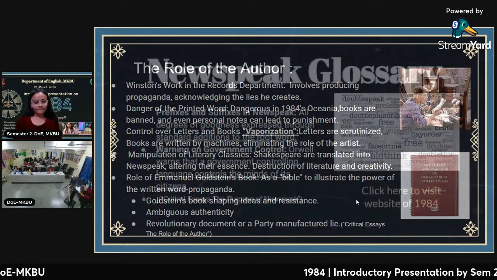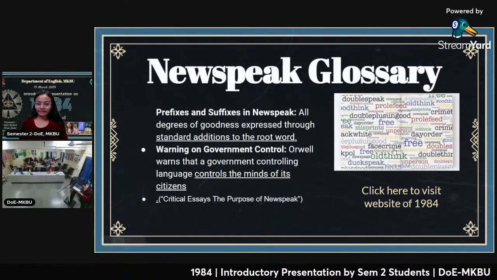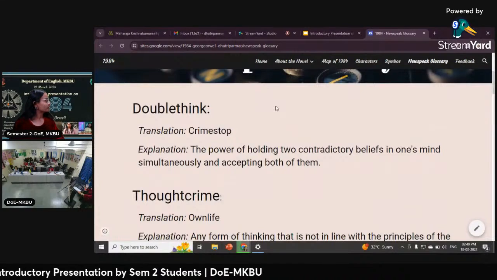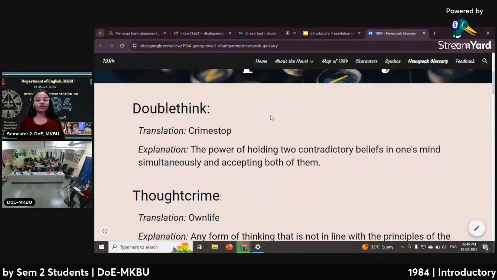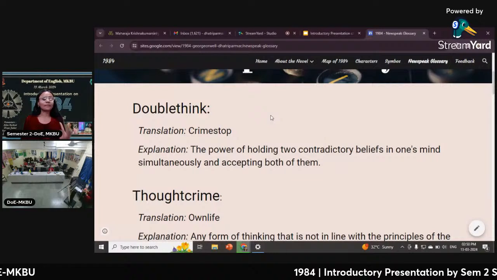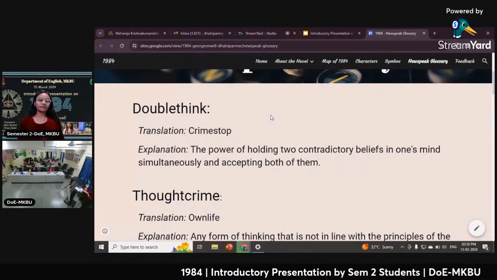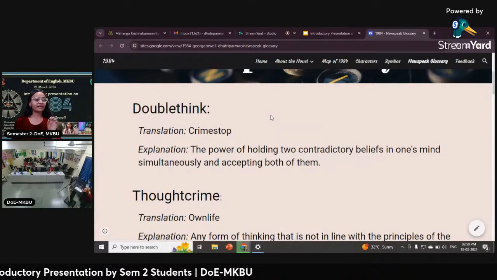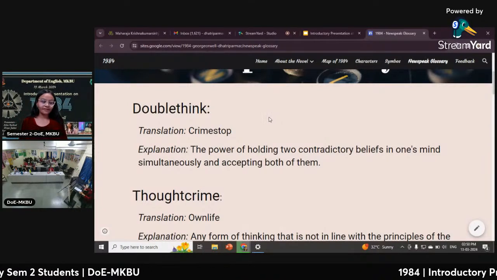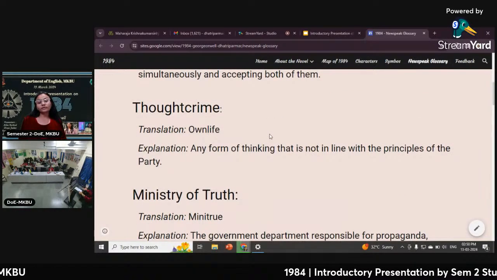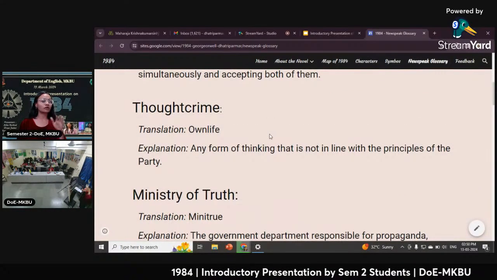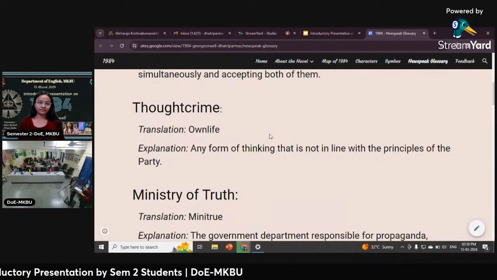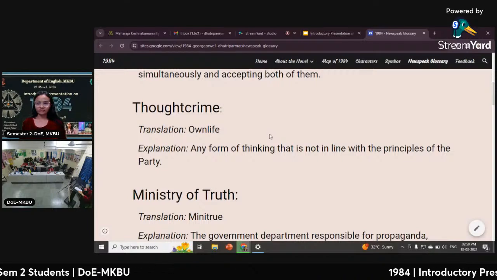Also, if you look at the vocabulary of newspeak, there is doublethink, the power of holding two contradictory beliefs in one's mind simultaneously, accepting both of them. Winston goes through that, and if you are going through that, then you are committing a crime. Then thoughtcrime: any form of thinking that is not aligned with the principle of the party. Winston thinks about resisting the party, and that is why he has committed thoughtcrime, and that leads to torture.